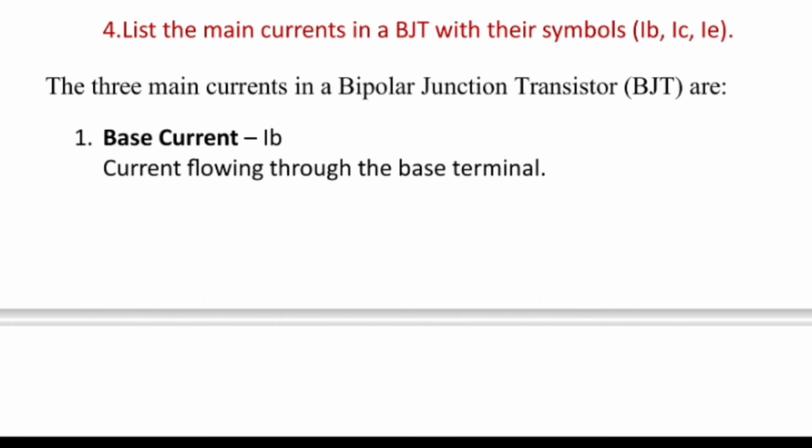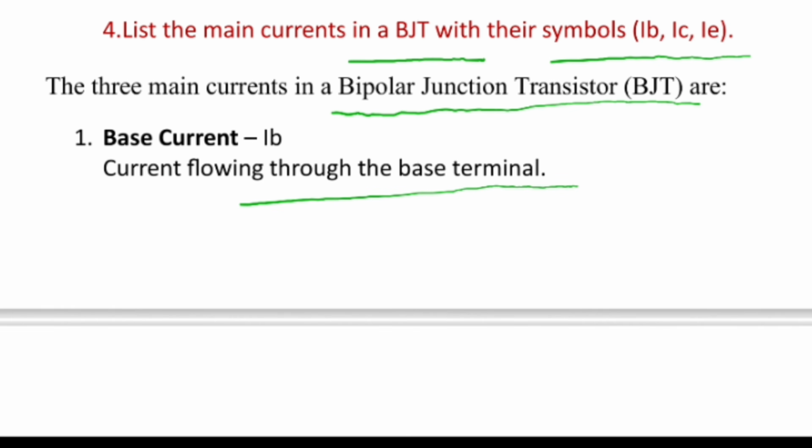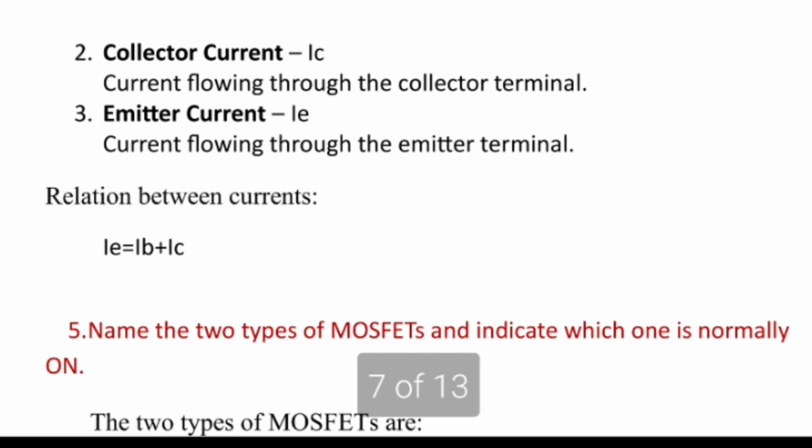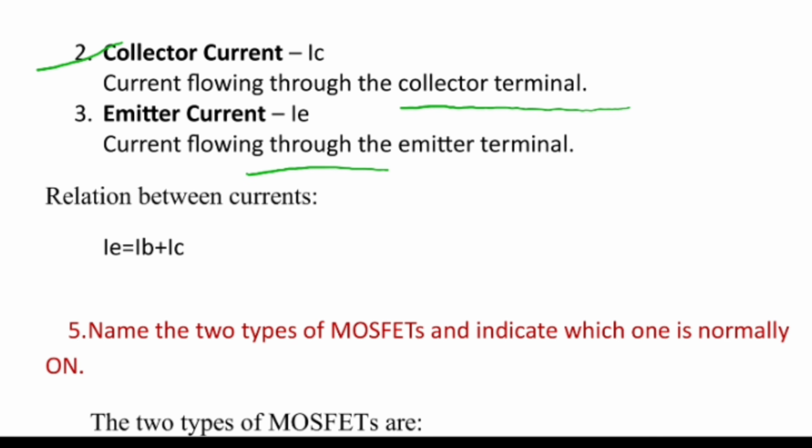List the main functions of a BJT with their symbols IB, IC and IE. BJT is nothing but a bipolar junction transistor. IB is the base current, the current flowing through the base terminal. IC is the collector current, the current flowing through the collector terminal. And the third one is the emitter current IE, the current flowing through the emitter terminal. The relationship is IE = IB + IC.